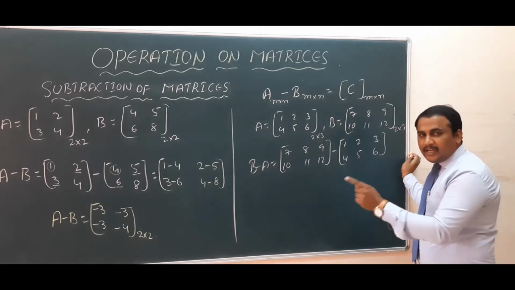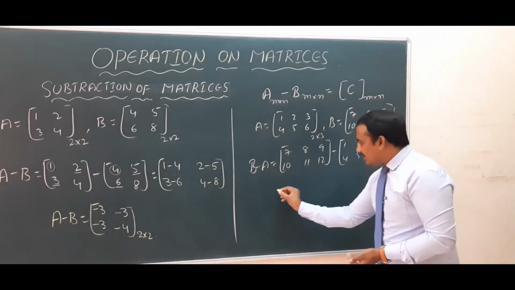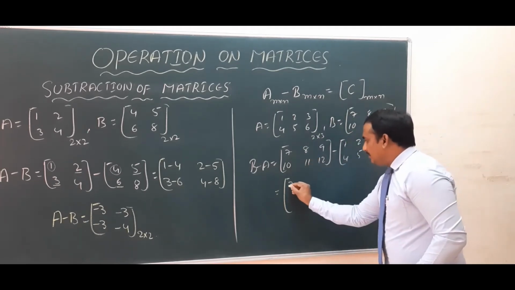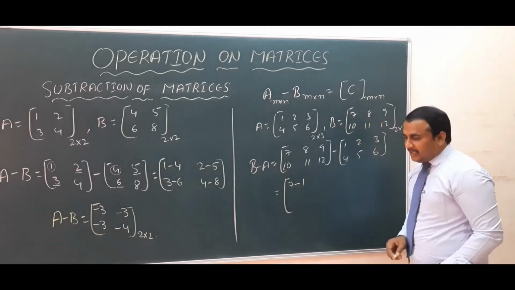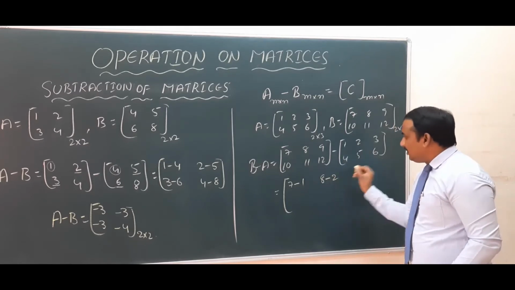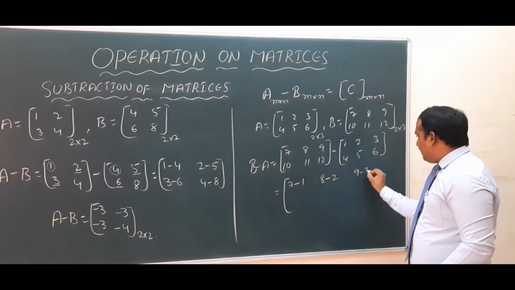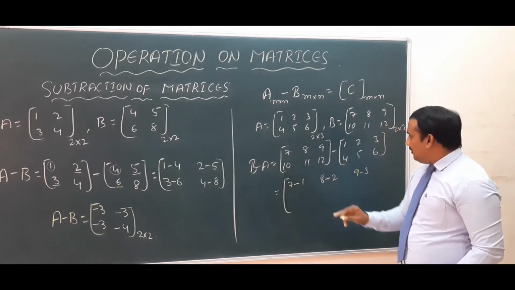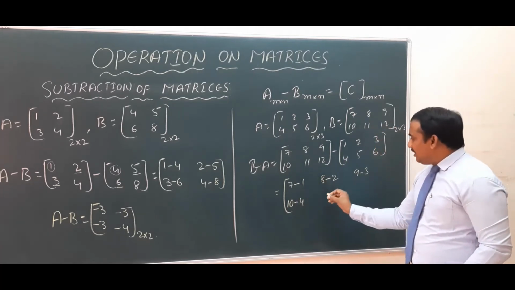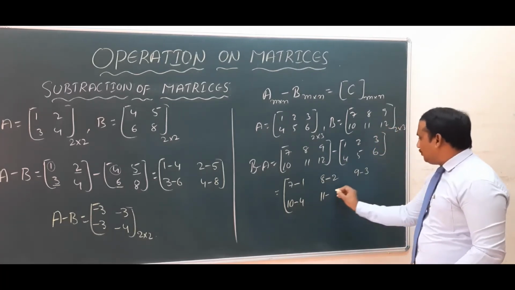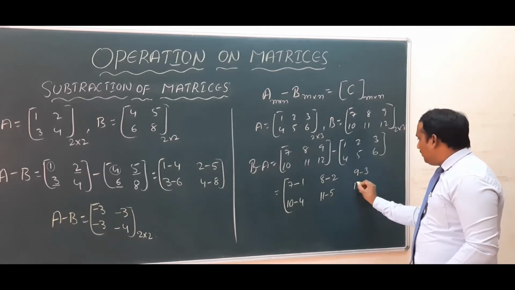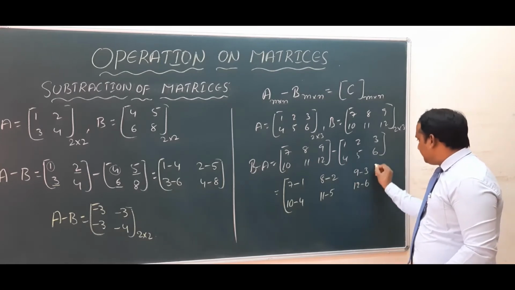The order is the same, so subtract the corresponding elements. What are the corresponding elements here? For the B matrix, the first element 7 minus the first element 1. 7 minus 1. Again B12, 8 minus A12, 2. Next B13, 9 minus 3. Again B21, 10 minus A21, 4. Again B22, 11 minus A22, 5. Again B23, 12 minus A23, 6.